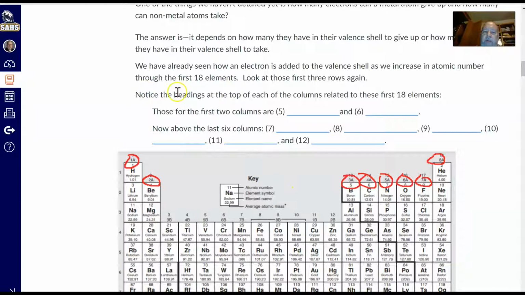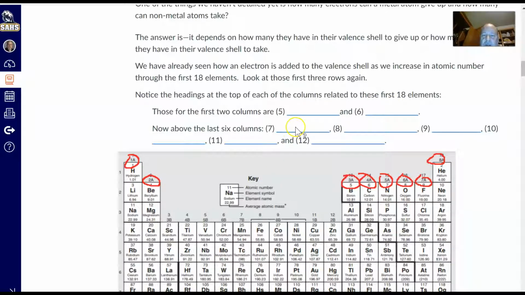Okay, and if we look at those first 3 rows again, we'll notice at the top of the columns there are some headings, and in this periodic table we've got 2 different sets of headings. We've got just a numerical sequence from 1 through 18. More importantly for us, we have A columns and we have B columns. And in the A columns, or in the first 2 columns, we have 1A and 2A, as we can see there.